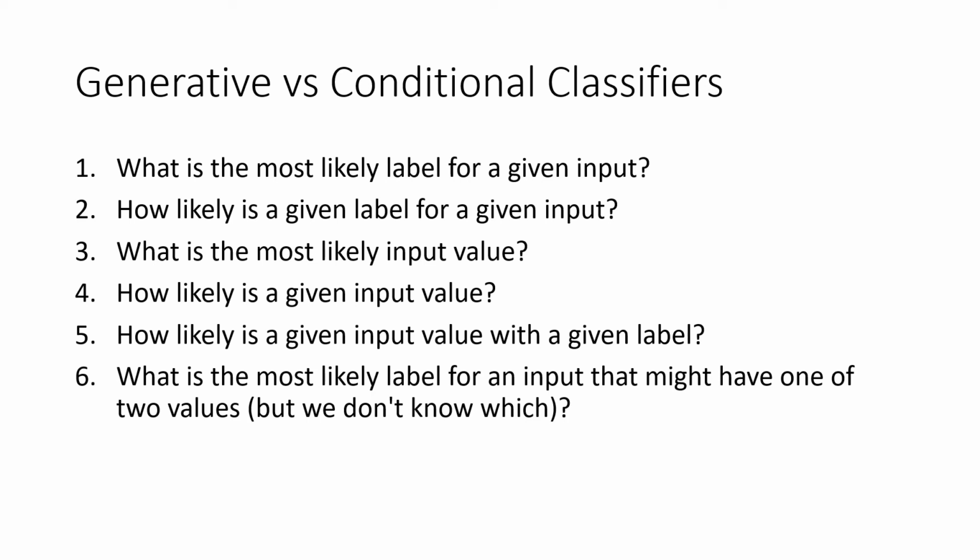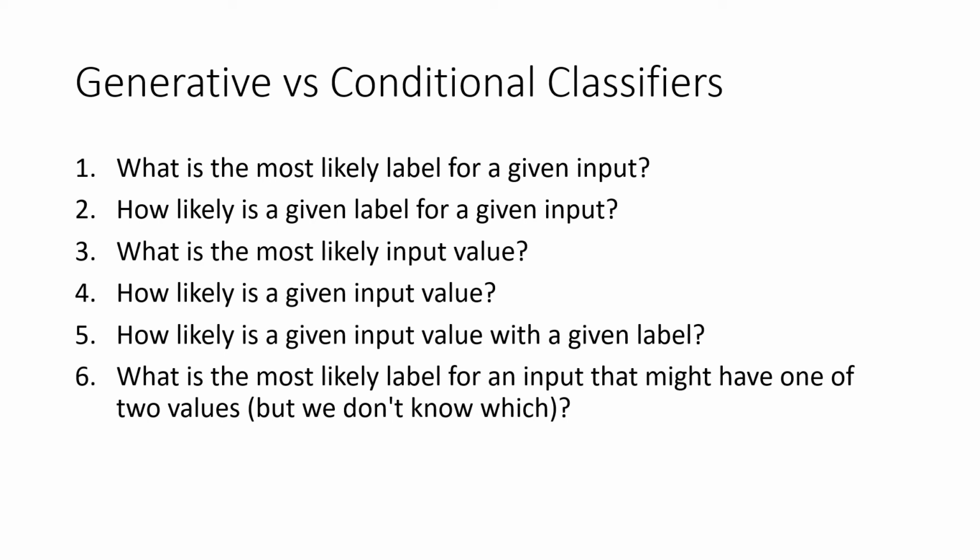As a result, generative models can be used to answer the following questions. What is the most likely label for a given input? How likely is a given label for a given input? What is the most likely input value? How likely is a given input value? How likely is a given input value with a given label? What is the most likely label for an input that might have one of two values, but we don't know which?